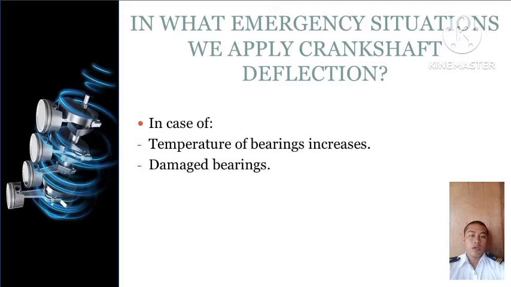So in what emergency situations do we apply crankshaft deflection? First is in case the temperature of the bearings increases. We will maintain the bearing to avoid overheating or an increase of its temperature. Next is a damaged bearing. Once the bearing is damaged, you replace it with a new bearing to avoid any damage to our crankshaft.